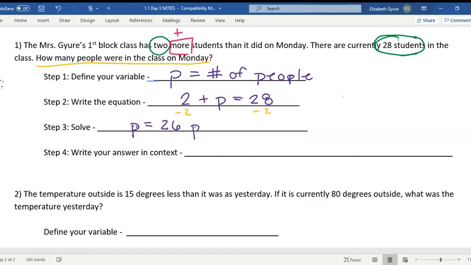So 26 people. You don't have to define it there if you don't want, because don't we already know that P stands for number of people? Okay. But then it says write your answer in context. So what I want to see then is as a statement. If I ask you to do that, I'm asking for a sentence. Yeah, there were 26 people in class on Monday.